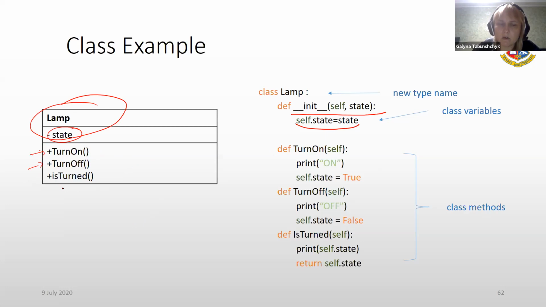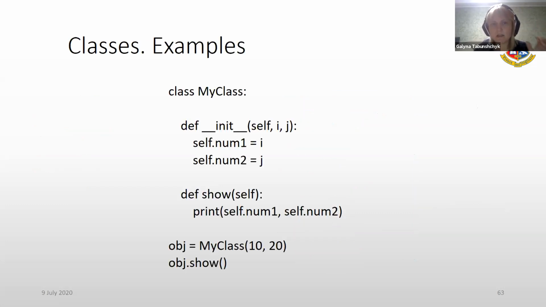Also, if we look at the lamp, we could understand if it is turned on or not. In a programming language, for the state of the lamp we will have a class variable state, which will indicate the state of the lamp. When we turn on our lamp, we set our state to true. When we turn off, we set our state to false. And when we are interested in what our current state is, we just return the value of our class variable. This is an example of the class.